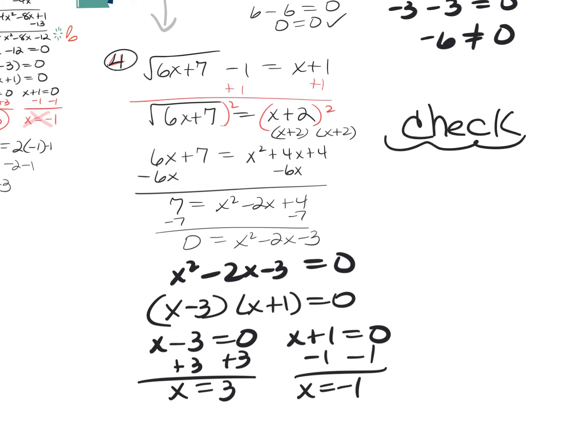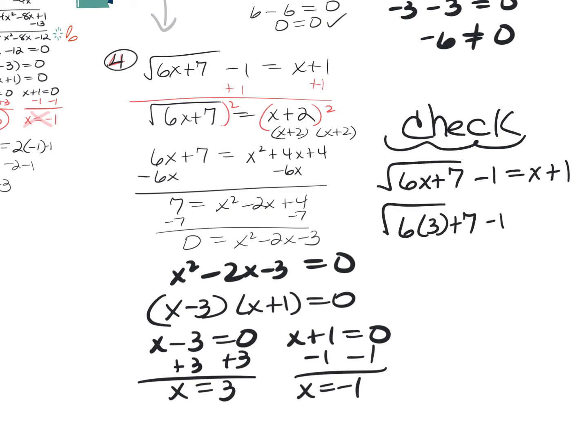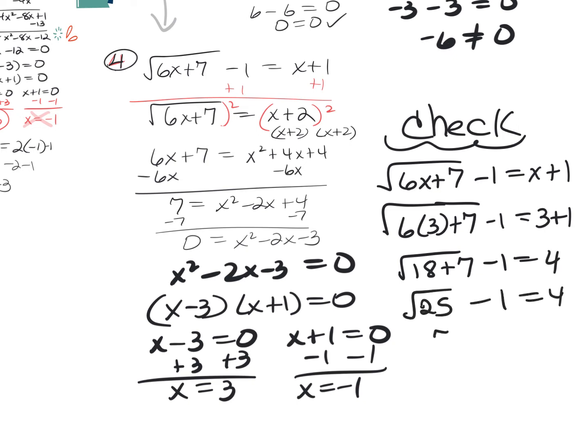So again, the equation I'm plugging it into is the original. So first I'll plug in the positive 3. So 6 times 3 plus 7 minus 1 equals 3 plus 1. 18 plus 7, and this is all under the radical. And this gives me 25. The square root of 25 is 5. 5 minus 1 is 4. 4 equals 4, it checks. X equals 3 is good.